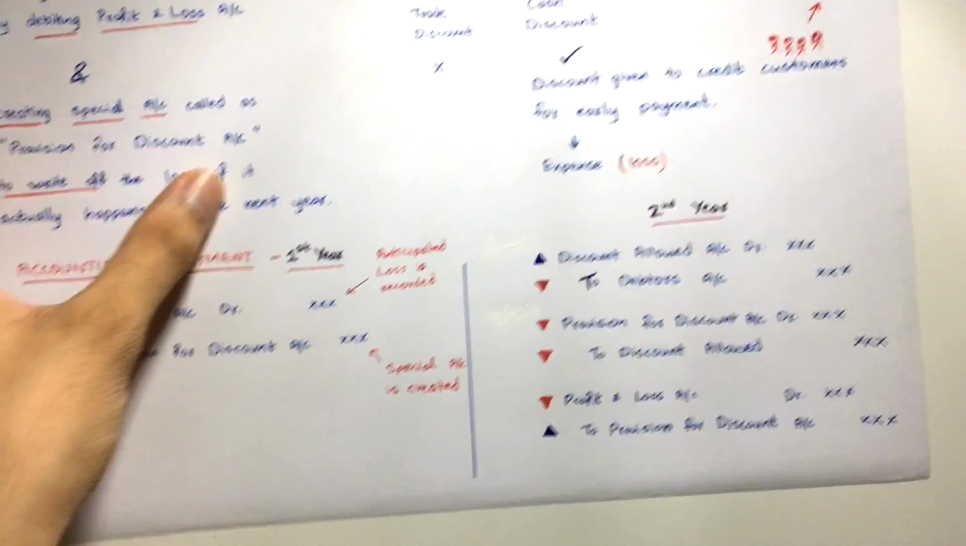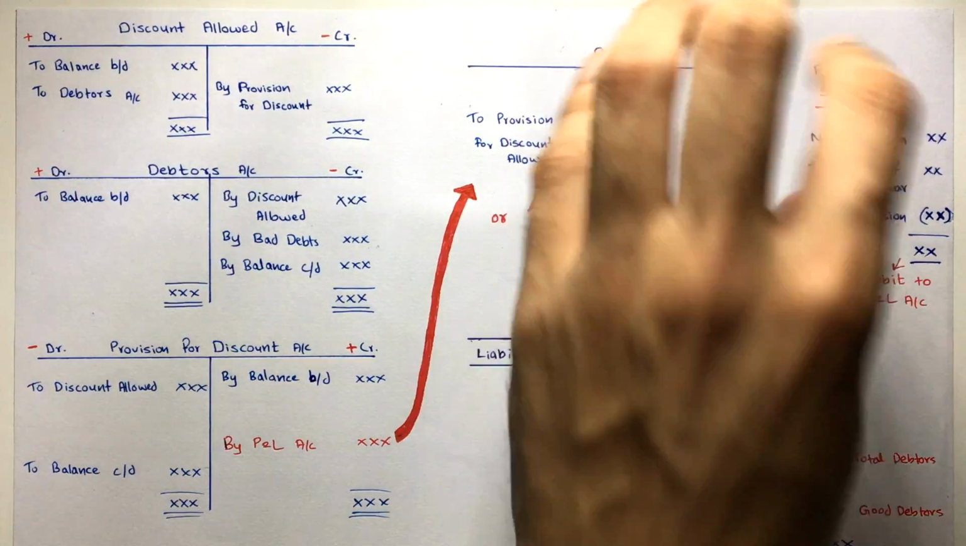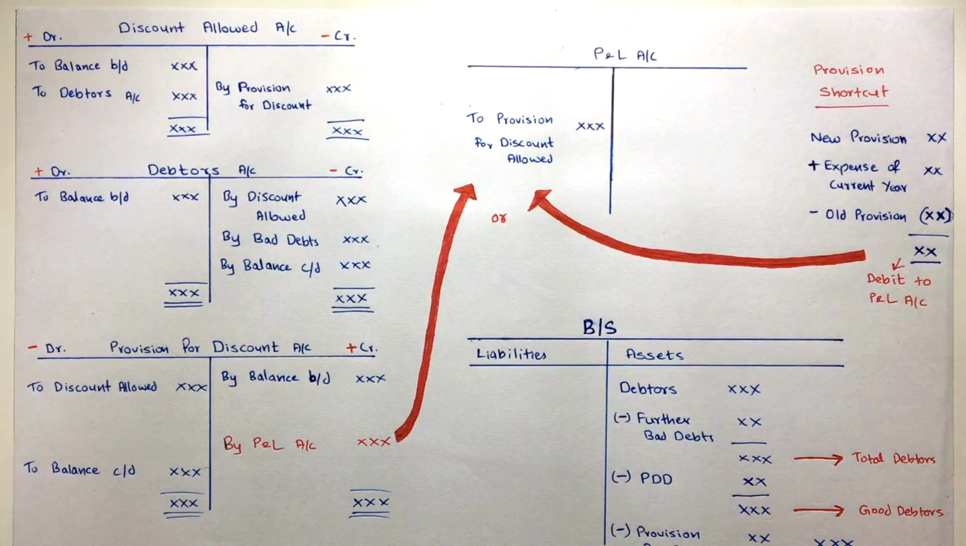Now let's see the ledger account and its effect, right? See here, we have the ledger accounts, profit and loss account and the balance sheet, and also the shortcut over here. So here I just want to make you understand a little bit the difference that is there between this provision treatment and the provision for doubtful debts. Okay, so see, it's really simple.